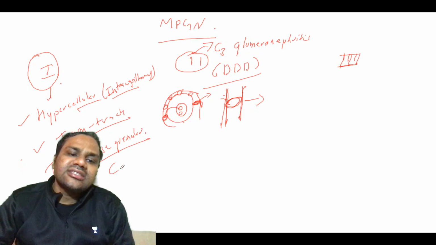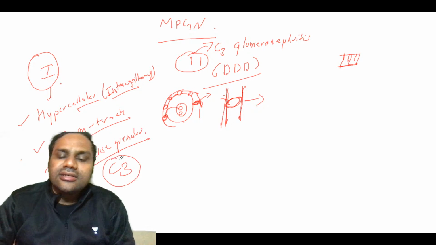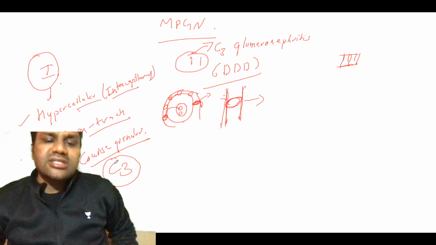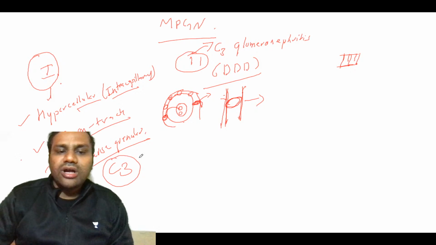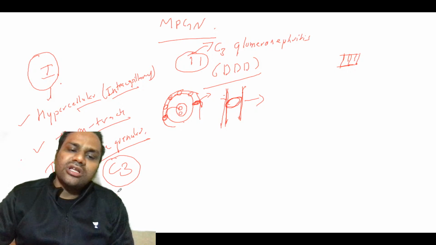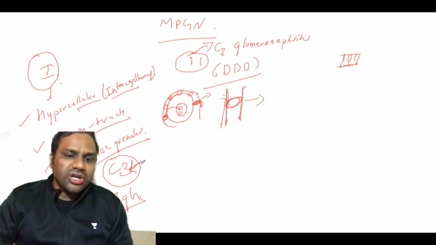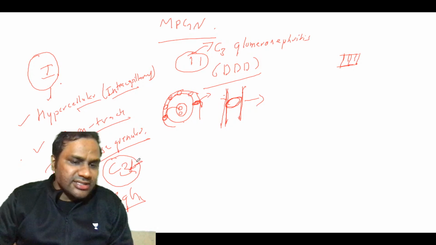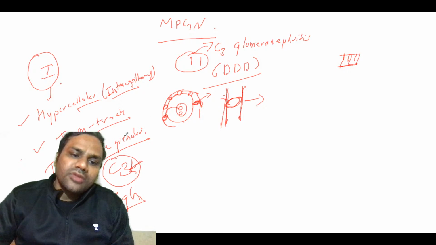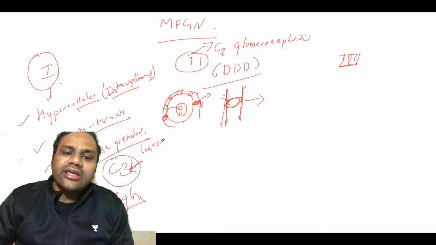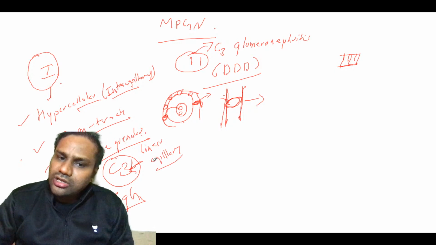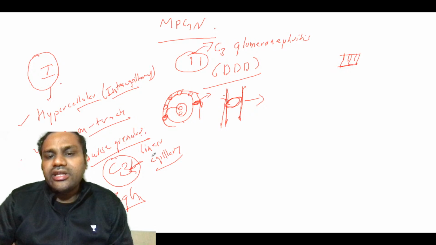Deposition of what will be there in coarse granular? C3. Mainly C3 deposition will be there in MPGN. There can be deposition of other immunoglobulins like IgG, but maximally it will be C3 deposition. Now coarse granular linear capillary deposition will be there. There can be mesangial deposition also, but more often it is coarse granular linear capillary.